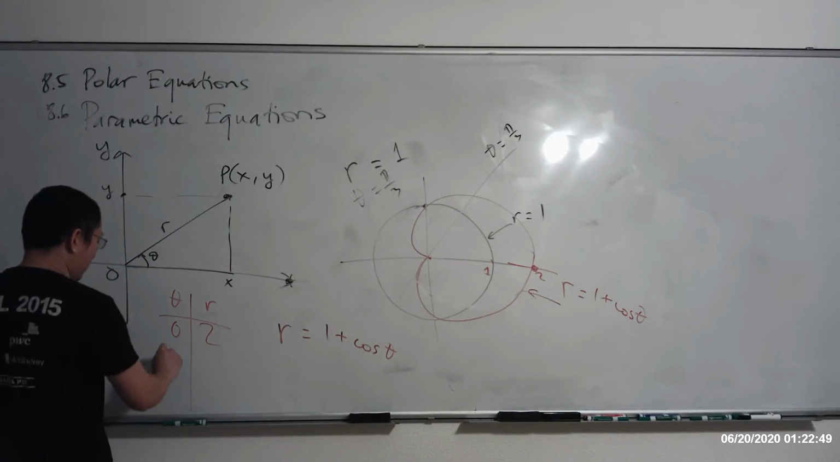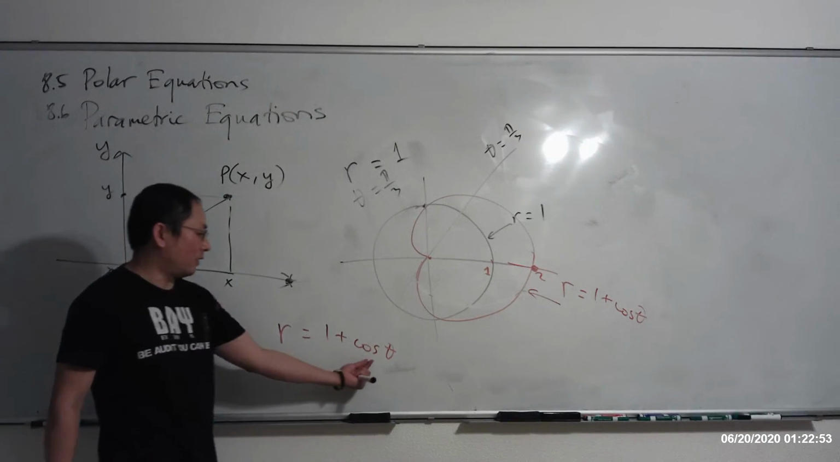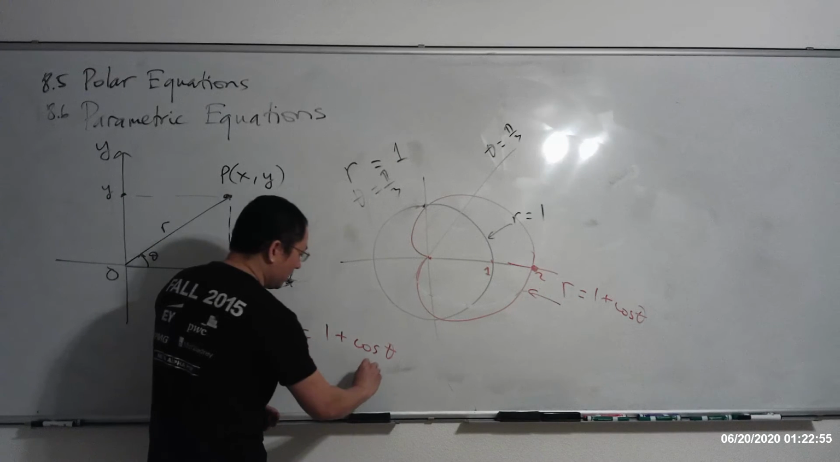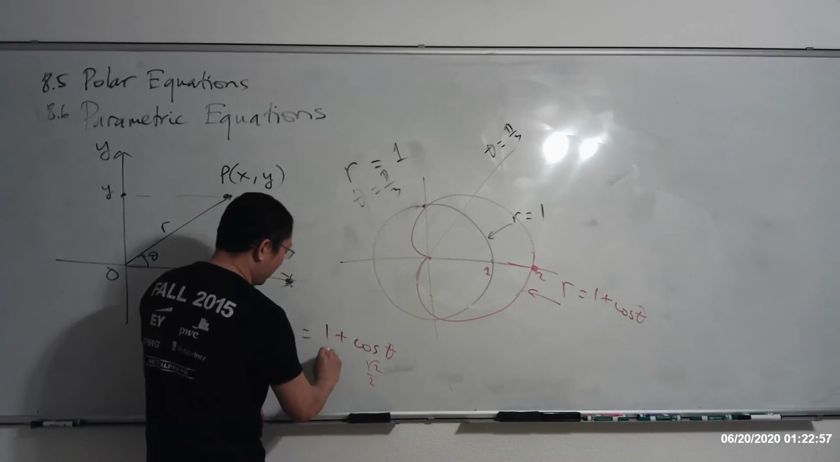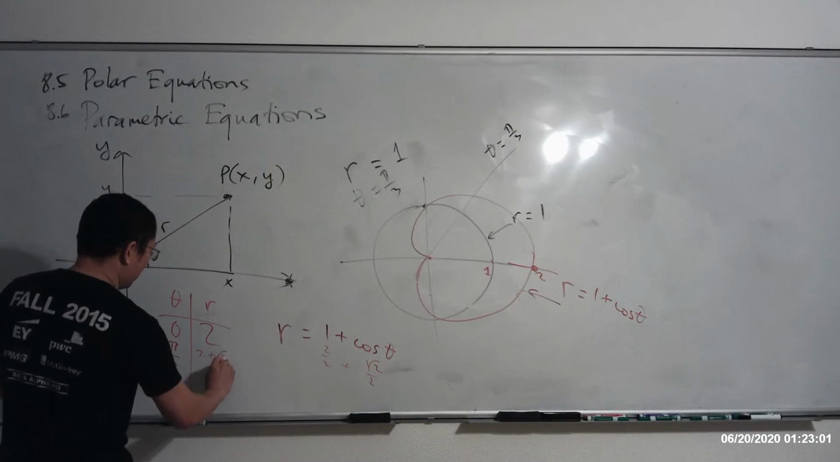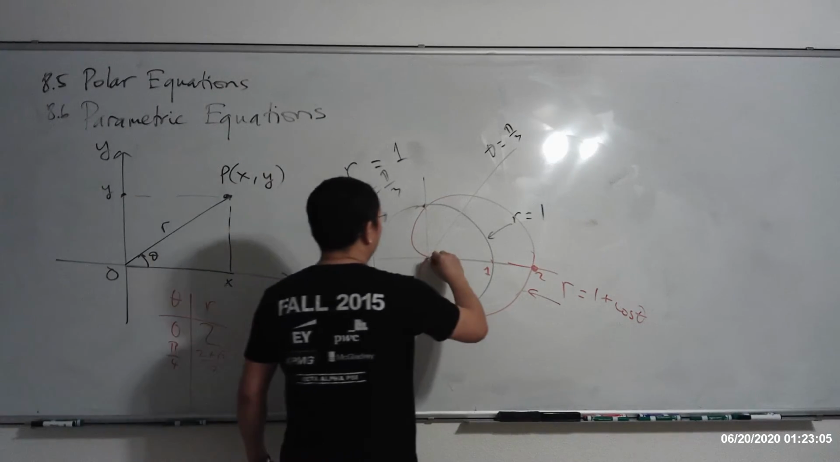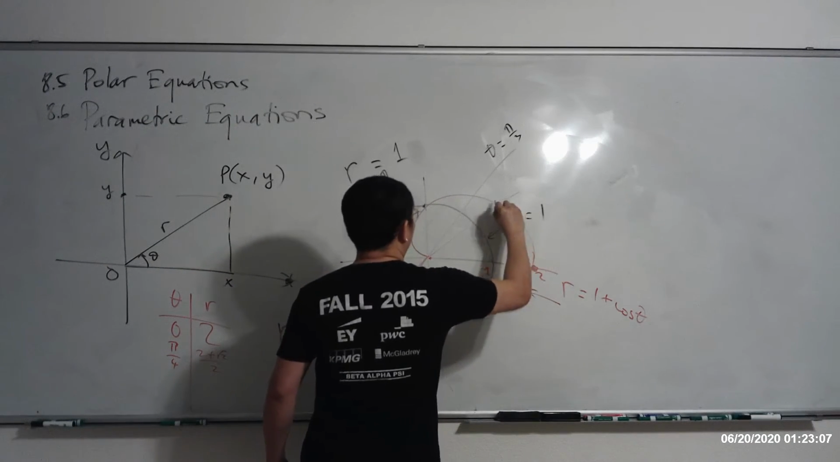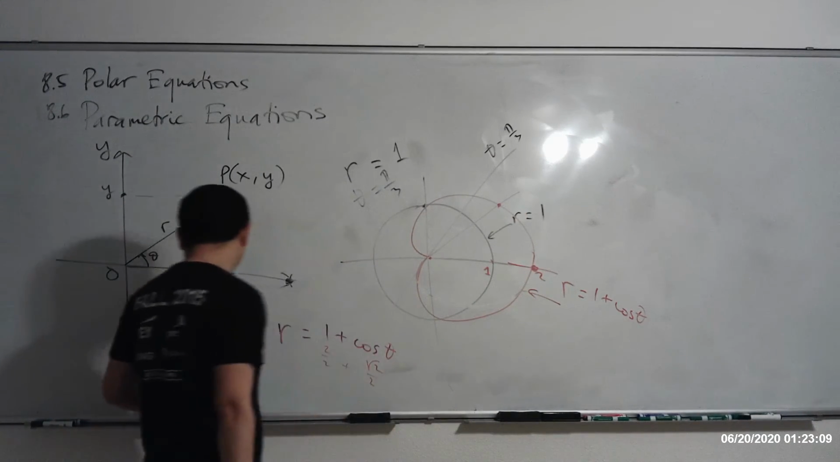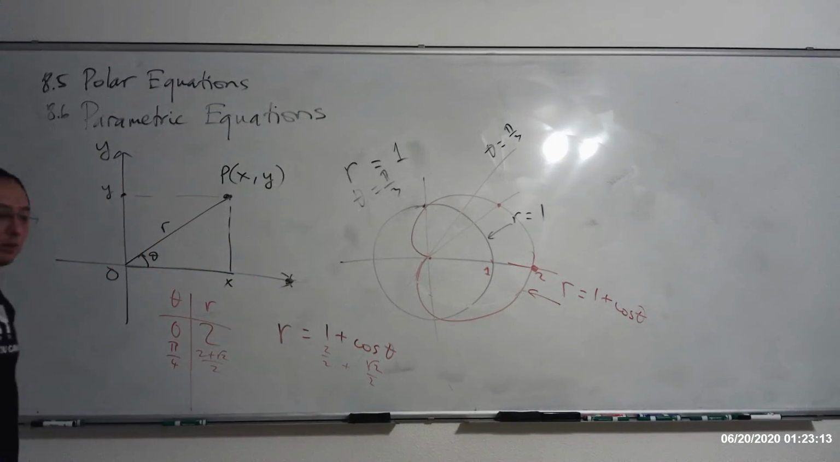What if theta is equal to, say, pi over 4? Pi over 4 is 45 degrees. Cosine of 45 degrees is root 2 over 2. And 1 is 2 over 2, so we get 2 plus root 2 over 2. You see, we have another point. Pi over 4 is the angle right here. If the angle is 45 degrees, then the radius is 2 plus root 2 over 2. And so forth and so on.